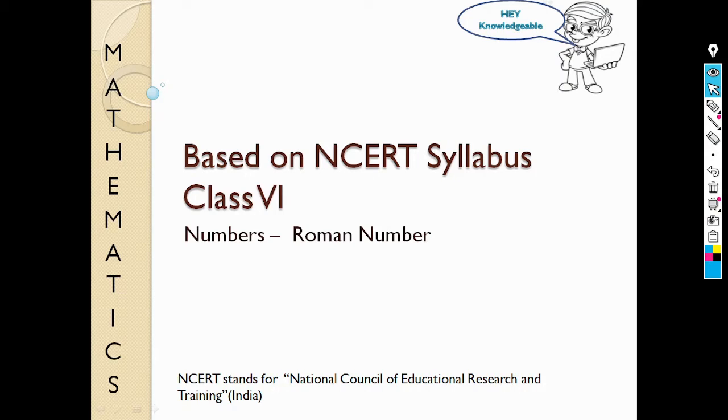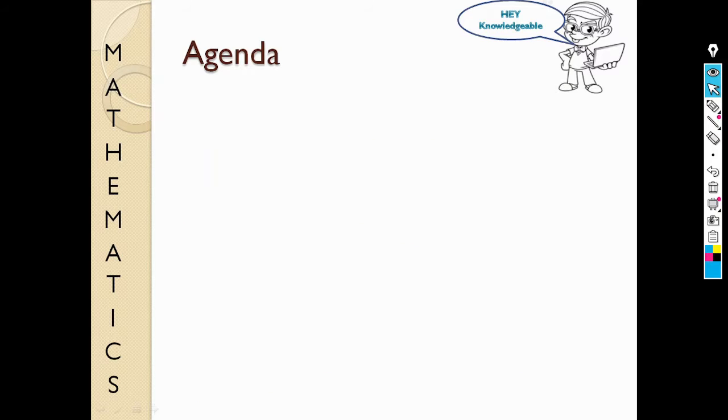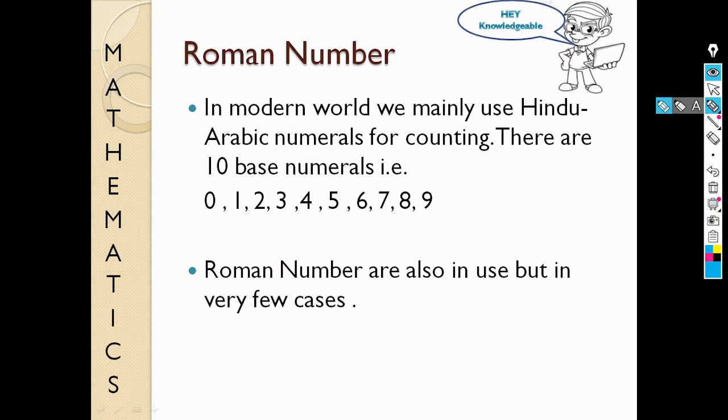So today we will be discussing the Roman numbers. We'll try to see how the numbers are written in the Roman system. In the modern world, we mainly use Hindu Arabic numerals for counting. There are 10 base numerals, like 0 to 9, and using these base numerals, we write all the numbers.